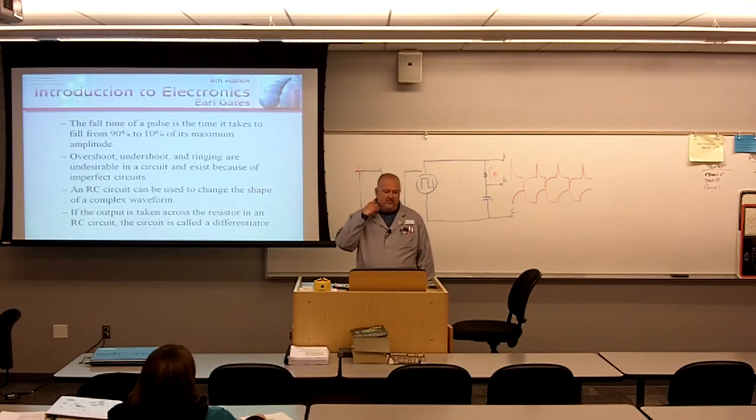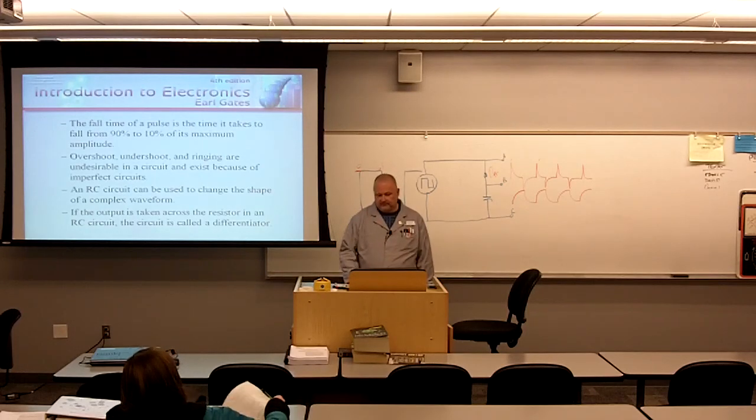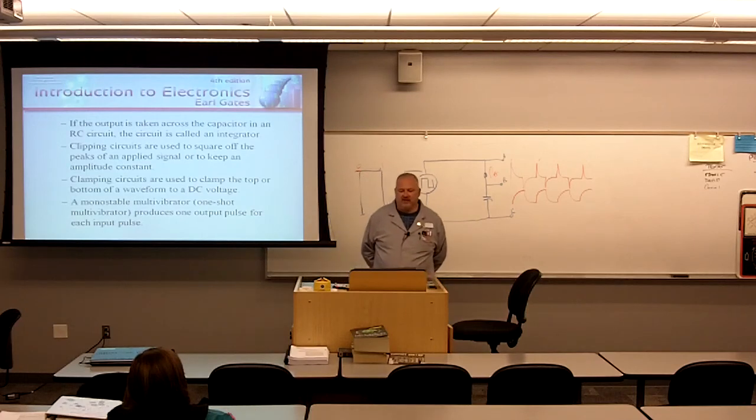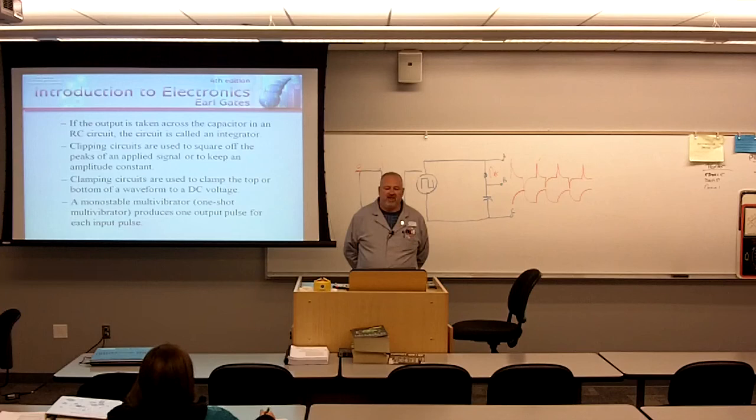An RC circuit can be used to change the shape of a complex waveform. If the output is taken across the resistor in an RC circuit, the circuit is called a differentiator. If the output is taken across the capacitor, it's called an integrator. Clipping circuits are used to square off the peaks of an applied signal or to keep an amplitude constant. Clamping circuits are used to clamp the top or bottom of a waveform to a DC voltage.